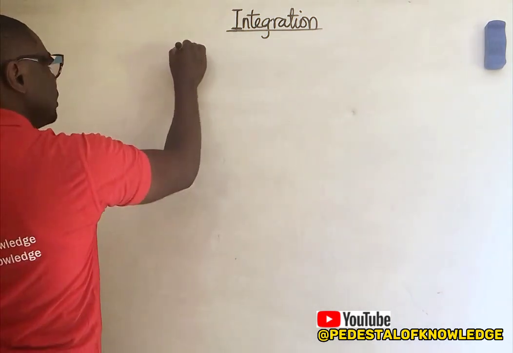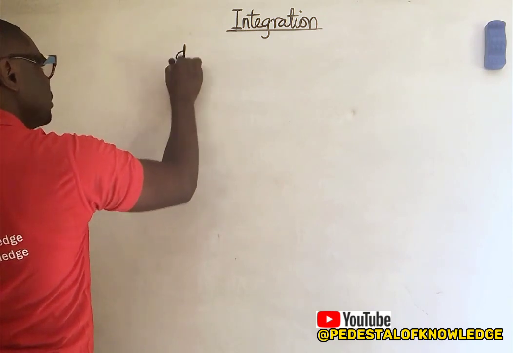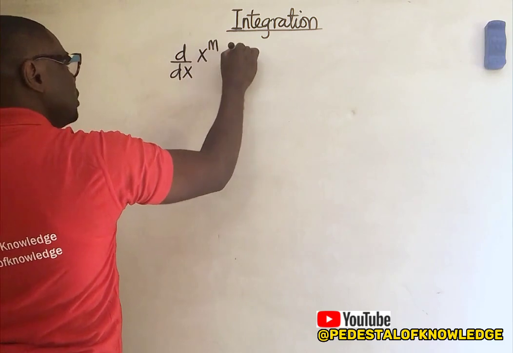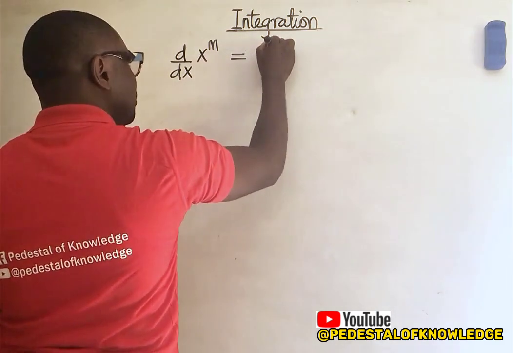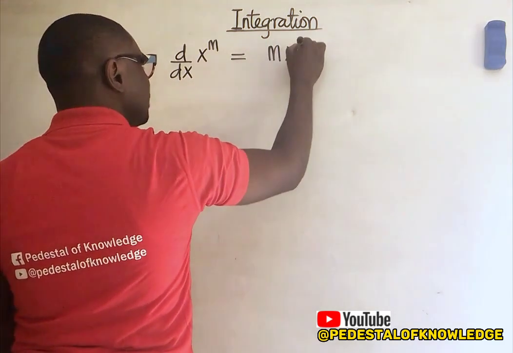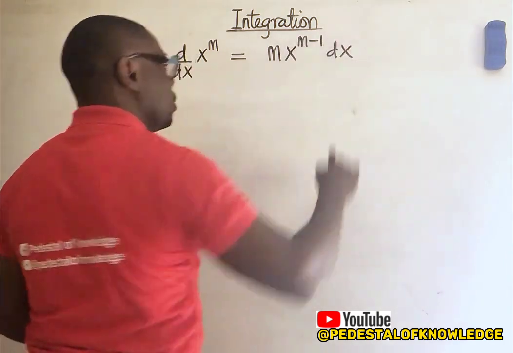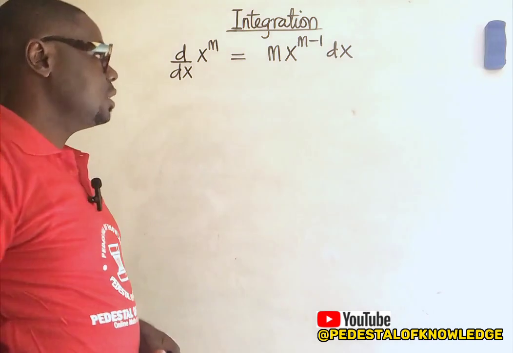Now recall that the general rule of differentiation states that the derivative of x raised to power m, that is d/dx of x raised to power m, is equal to m x raised to power m minus 1. All right, this is the general rule of differentiation.